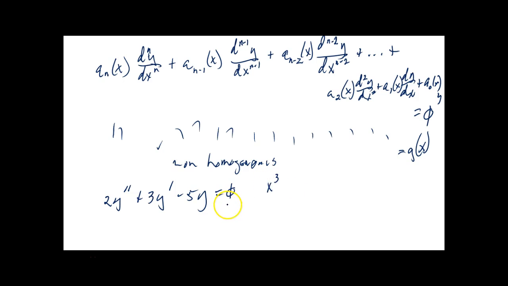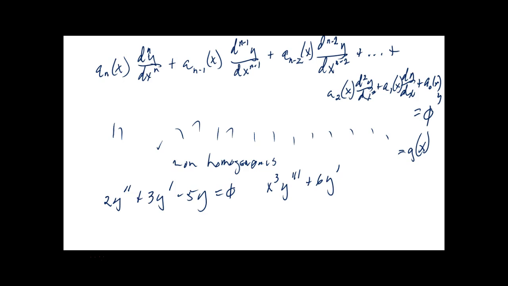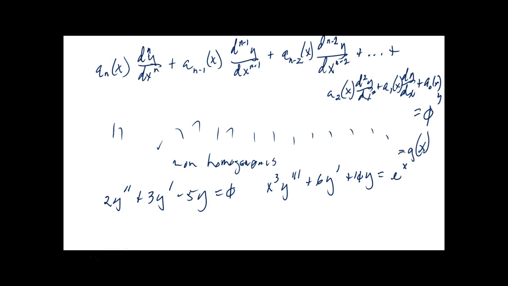x cubed y triple prime plus 6y prime plus 10y is equal to e to the x. What would you say about that one? This one's non-homogeneous.